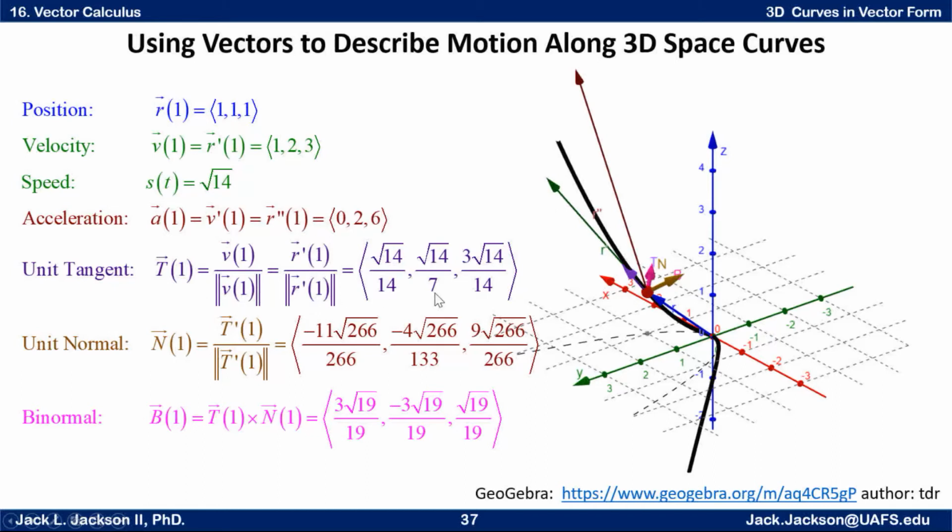The unit tangent vector is the square root of 14 over 14, comma, square root of 14 over 7, comma, 3 square root of 14 over 14. That's the unit tangent vector. Notice it's going in the same direction as the green one, which is the velocity vector. If you're turned the right direction, you'll see this one out to your left. And then the cross product will go this way, which should be pointing up.